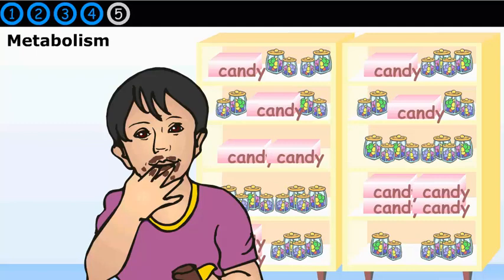It's important to understand biological catalysts because they're central to all metabolic reactions. We would not be alive without them.